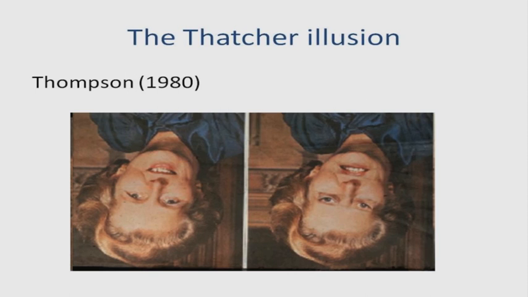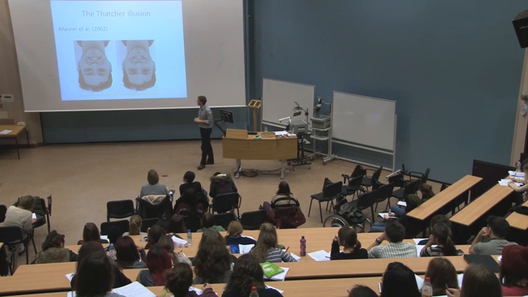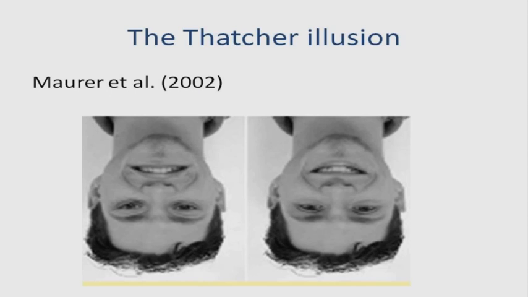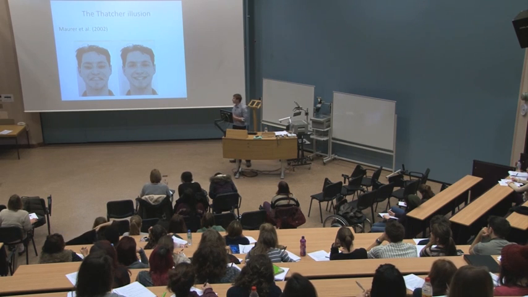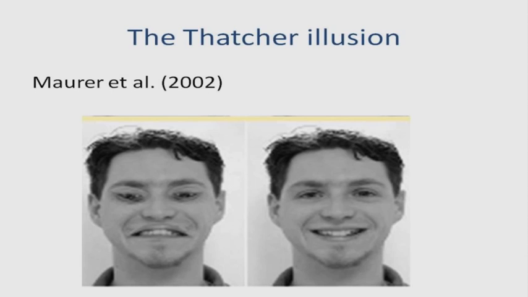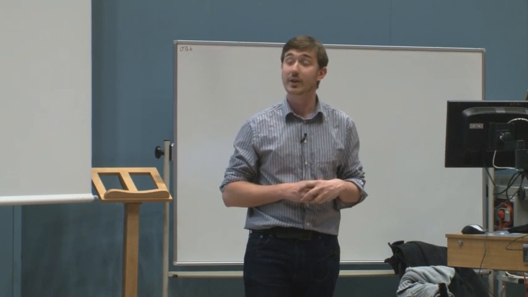Here's another example. One of these faces has been Thatcherized, as they say. Can you tell which one it is? Got some votes for left. It is the left one, I believe. Let's flip it up again. So again, we've just vertically flipped the eyes and the mouth around. It's obvious when you look at it from the right way up, but when we invert it, it's less obvious. And this, I think, is one of the authors of this review paper, which is quite a nice general review about some of these effects that I'm going to be talking about.